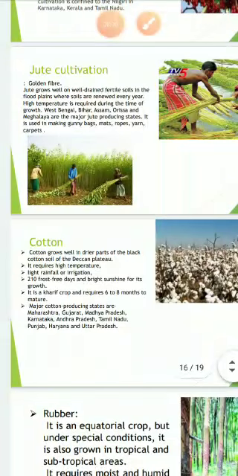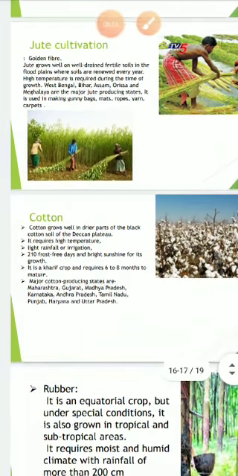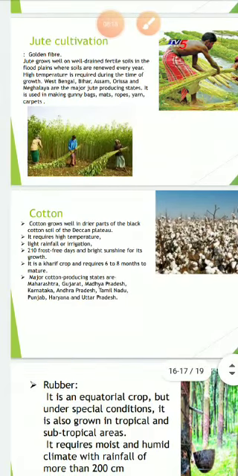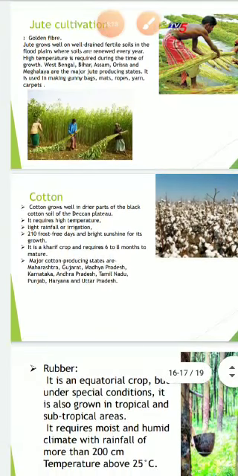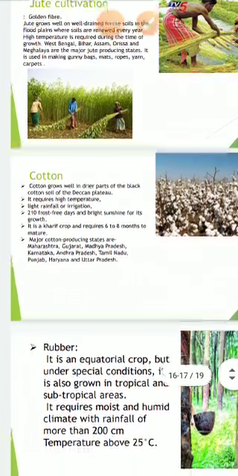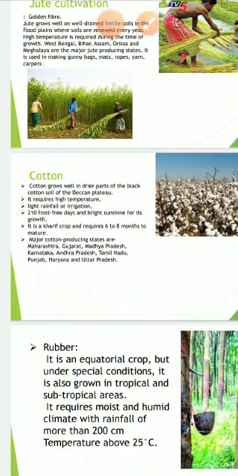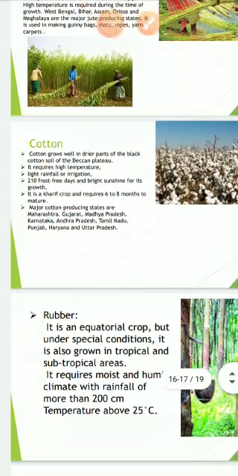Next comes jute cultivation. It is also known as the golden fiber. Jute grows well on well-drained fertile soil in the floodplains where the soil is renewed every year. High temperature is required during the time of growth. West Bengal, Bihar, Assam, Orissa and Meghalaya are the major jute-producing states. It is used for making gunny bags, mats, ropes, yarn, carpets, etc.